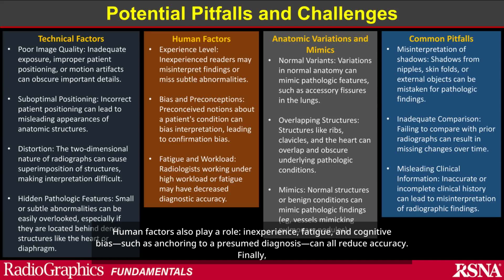Finally, anatomic variations and mimics deserve attention. Accessory fissures, overlapping ribs and clavicles, or benign vascular structures can resemble pathology. A skilled radiologist must always distinguish normal variants from disease.